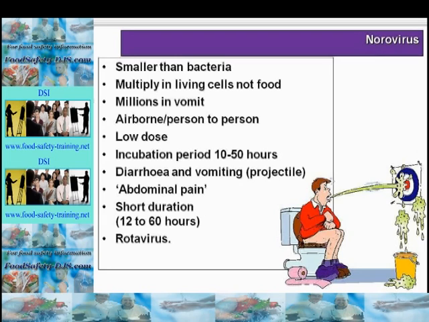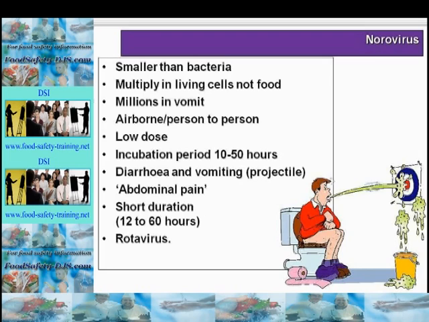They cannot multiply in food, like food poisoning bacteria. They may survive several days outside the living cell, even on dry surfaces. Millions are released on vomiting. They are mainly airborne and person-to-person infection is common, and they enter the digestive tract by the fecal-oral route, and there's only small numbers required, between 10 and 100 particles, so it's a low infective dose. The incubation period is between 10 and 50 hours.